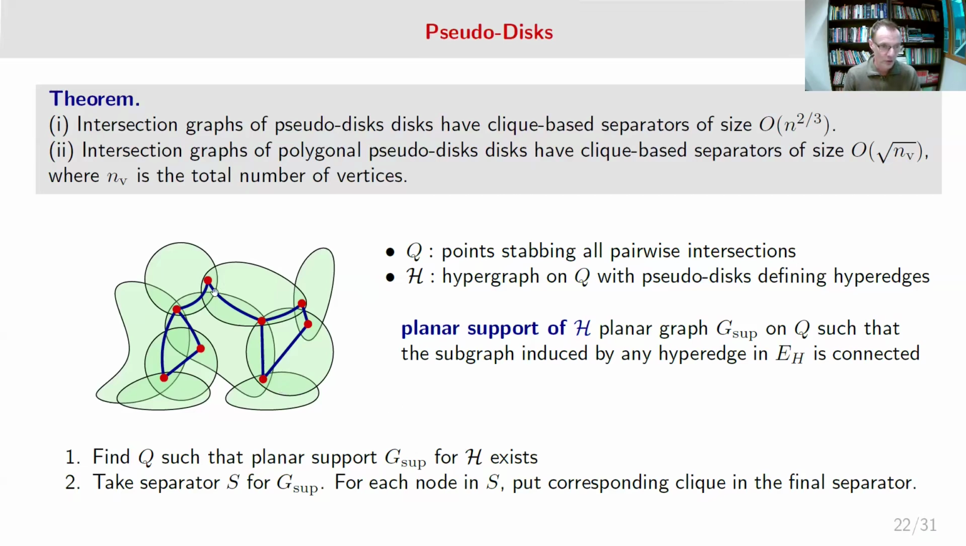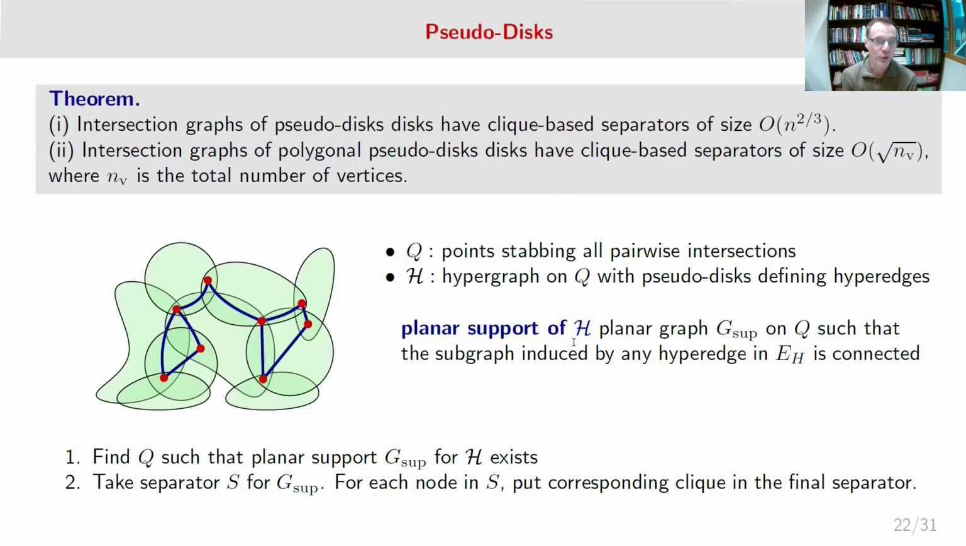Okay, so compute this blue graph, it's planar, compute a separator. Whenever this point is in my separator, I look at it, it is inside this, this, and this thing, so let me put it as a clique into my actual separator. My separator for the intersection graph. So if you do this, it turns out that it is a separator, so it really separates. And yeah, the size of the separator depends on the size of the planar support.